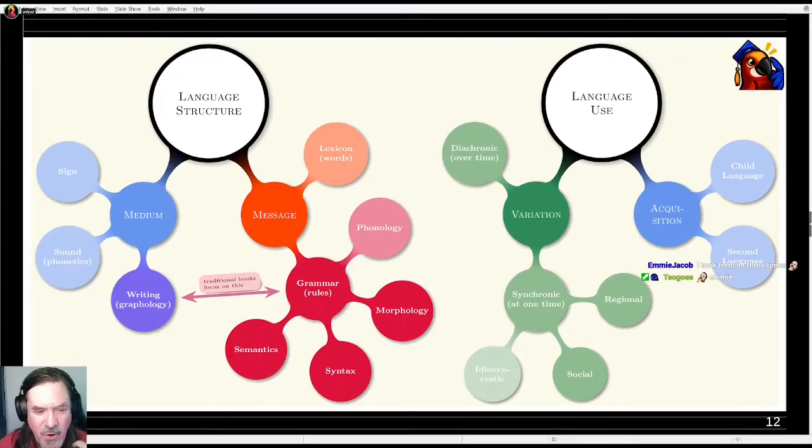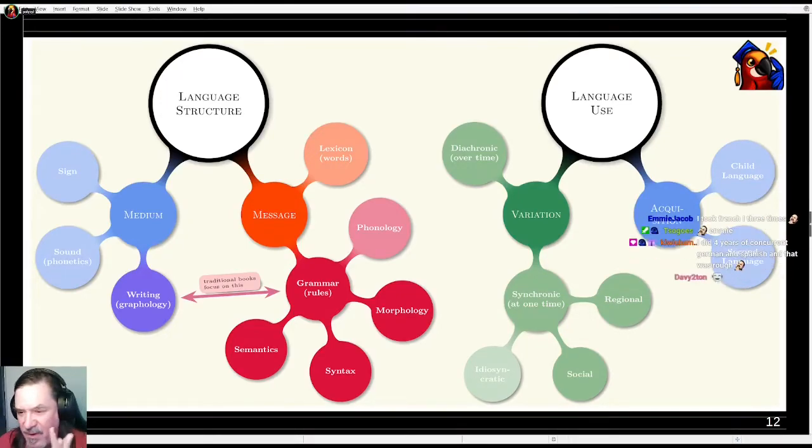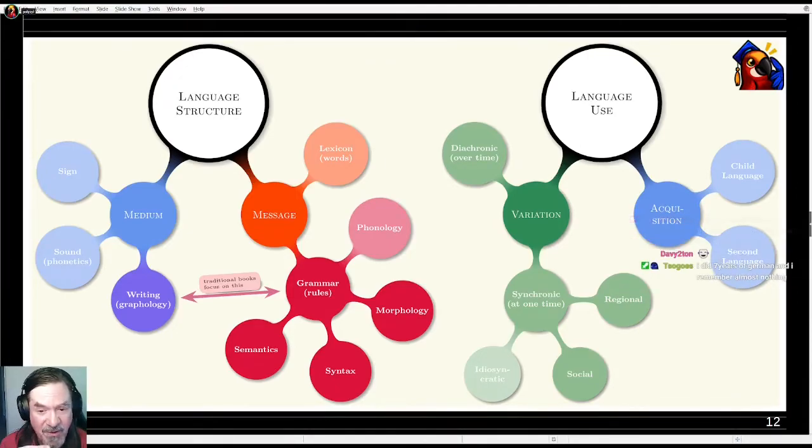I created this little graph to talk about the different ways we can look at language. I thought I'd use it not only to show the different areas of language, but also to talk about the traditional, prescriptive approaches versus the more descriptive approach that we're going to be taking. You can look at language either in terms of its structure or how it's used, right?